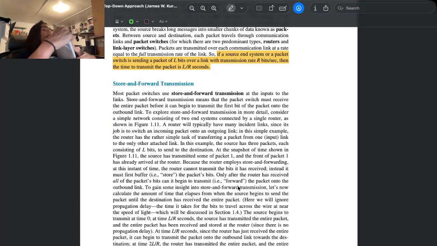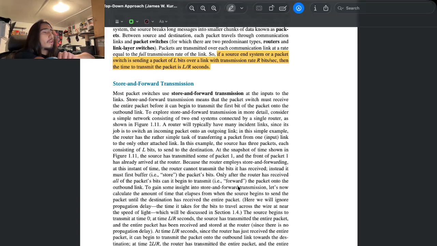Most packet switches use store-and-forward transmission at the input to the links. Store-and-forward transmission means that the packet switch must receive the entire packet before it can begin to transmit the first bit of the packet onto the outbound link. To explore store-and-forward transmission in more detail, consider a simple network consisting of two systems connected by a single router, as shown in Figure 1.11.